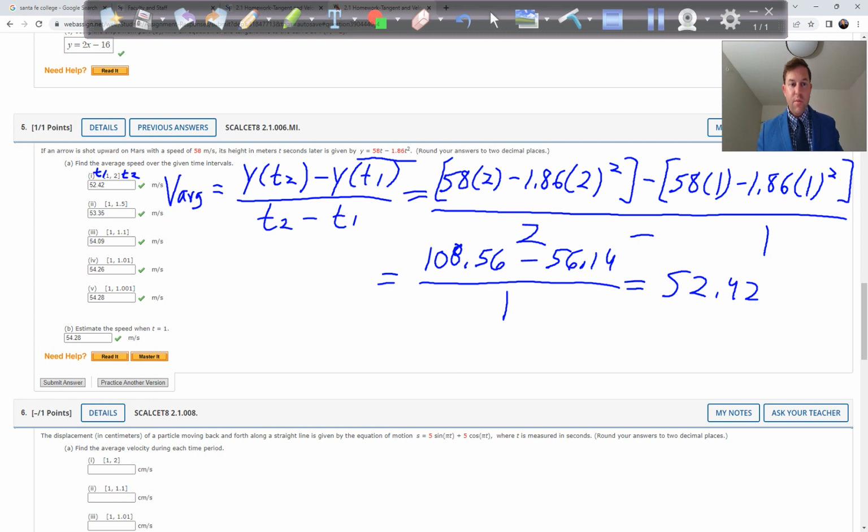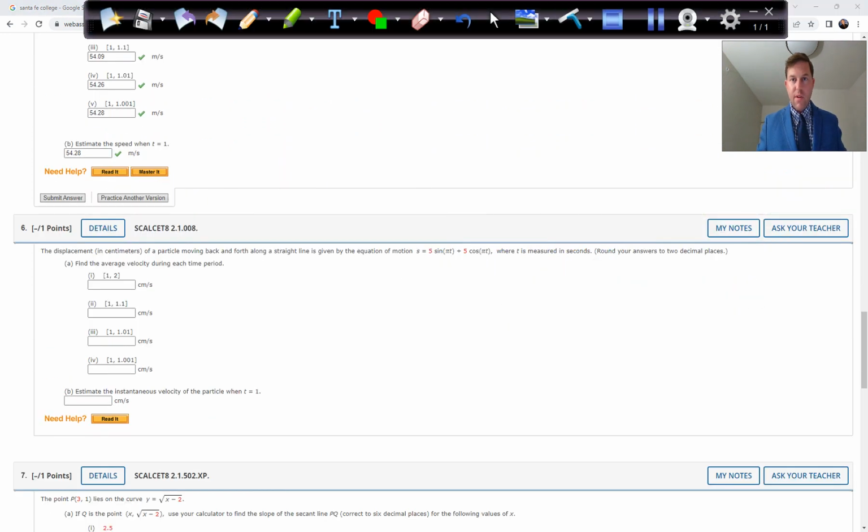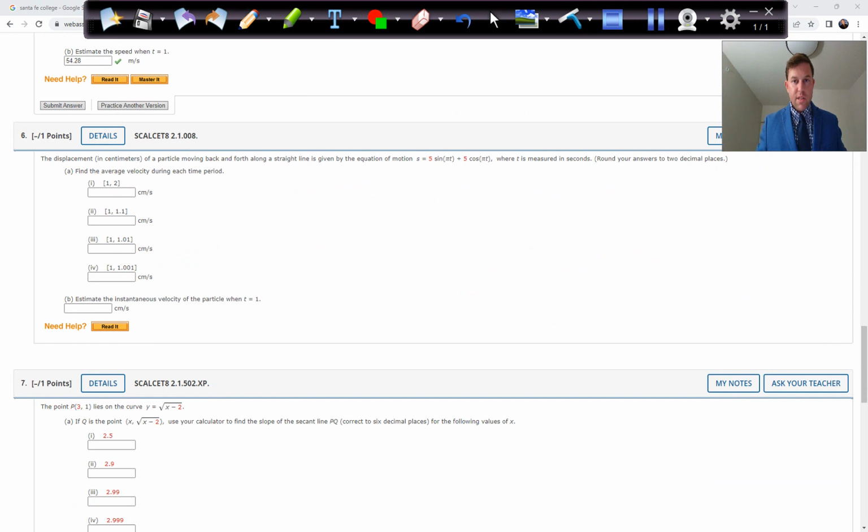So that's what we call the instantaneous velocity when time is 1. So it's like, okay, I've averaged my arrow over this time interval, but what's the instantaneous speed of that arrow at this given time, 1 second? And that's just what these numbers are converging to as you shrink your time interval closer and closer to just 1 second. Okay, that's problem 5. 6 is going to be exactly the same way.